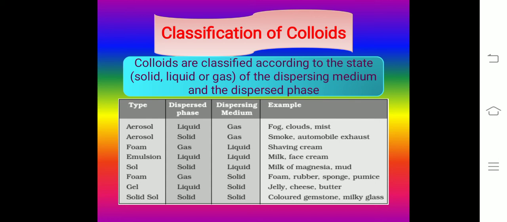Solid foam. Solid foam is a colloidal solution in which gas is dispersed in solids, like foam rubber, sponge, pumice stone, etc. Gel. Gel is a colloid in which liquid is dispersed in solid, like jelly, cheese, butter, etc. And lastly, solid sol is a colloid in which solid is dispersed in solid, like colored gemstone, milky glass, etc.